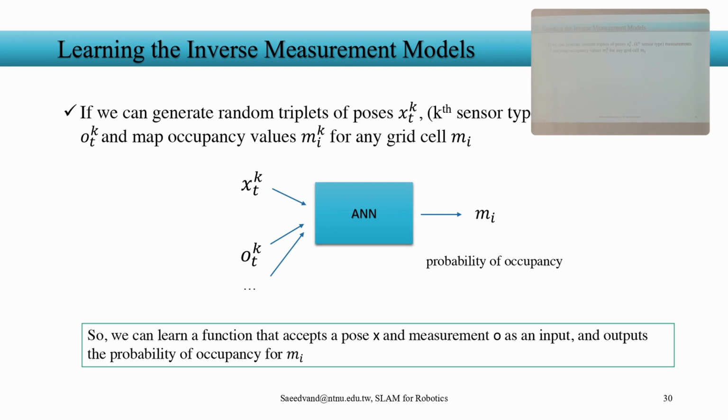So now we want to talk a little bit about a more interesting topic here, based on the challenge that we've seen and the calculations that we've seen: how we can bring learning techniques into the game. We say if we can generate a random triple of the poses, like the poses of x_tk, where k is each one of the sensor types, the measurements also will come with the observation, and the map occupancy value with m_k's for each one of the grid cells. Now you can think what we can do with these.